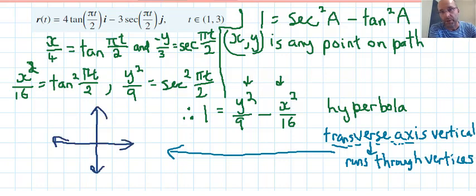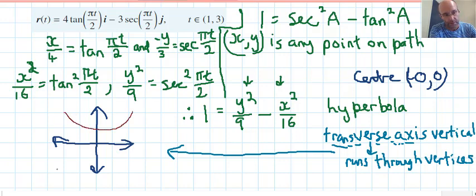And by the way, this is a hyperbola that has its center at 0, 0. We might as well get that detail out the way. It's centered at the origin, so that's fine. That makes life a bit easier. So the two branches will go like this in such a case. Okay, the transverse axis runs through the vertices, so ones that are centered around the origin, the vertices are also the intercepts on the y-axis.